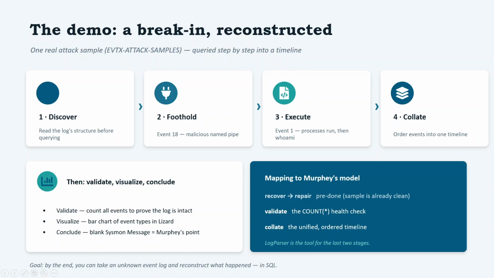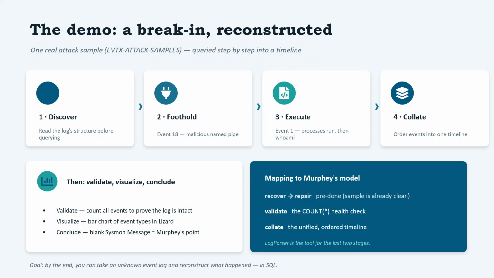This is how the demo will proceed. First discover, read the log structure. Then foothold, finding the malicious event and ID. Then execute, process run and identify. Then collate, that is order events into one timeline.